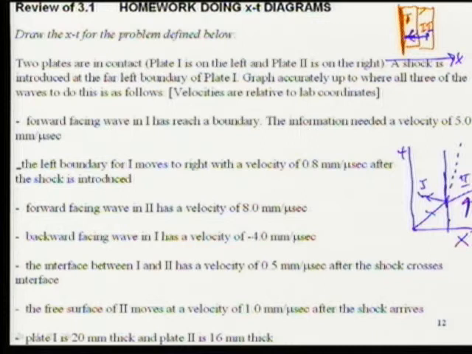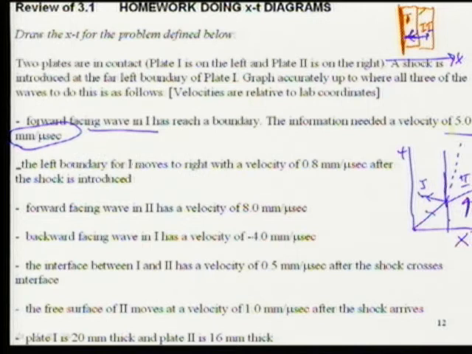Okay, so I'll give you the details. I'm actually wanting you to have experience in the XT diagrams before we really go through all of the impedance matching, because we've got to start somewhere with the material, and you need both to understand it. So I'm just going to go ahead and tell you that in Lagrangian or lab coordinates, the forward-facing first shock is 5 millimeters a microsecond.